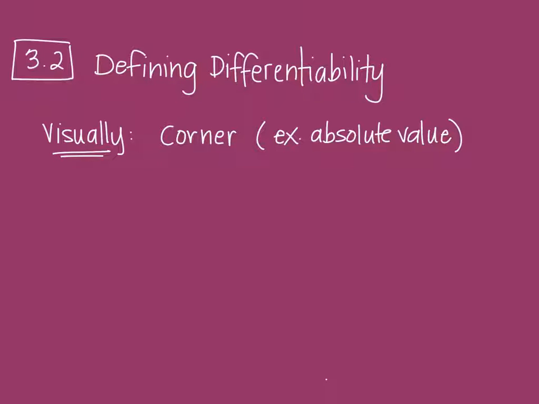Okay, so a corner. If you have a corner, that means the slope is not continuous because the slope abruptly changes from one value to another. There's no graduation, no gradual change. It's an abruptness, and so that's non-differentiable. Okay, another one would be a cusp. Okay, cusp looks like this.